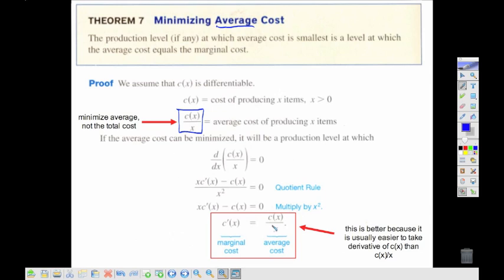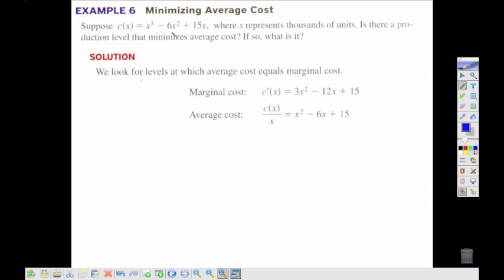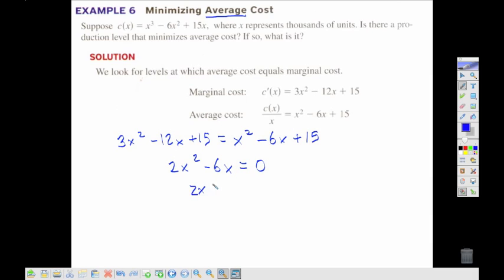So as a shortcut to this, we're just going to take the derivative of our cost function and set it equal to our cost function divided by the number of units. So in this problem, we're given a cost function. We're asked to minimize the average cost. Not minimize the cost, but the average cost, the cost per unit. So if we look at our cost and find the marginal cost, so the derivative there, and then take the average cost, we take this function and divide it by x, which gives us x squared minus 6x plus 15. To minimize this then, we're going to set these equal to each other. It gives us 2x squared minus 6x equals 0. We can simplify that to 2x times x minus 3, giving us x's of 0 and 3.